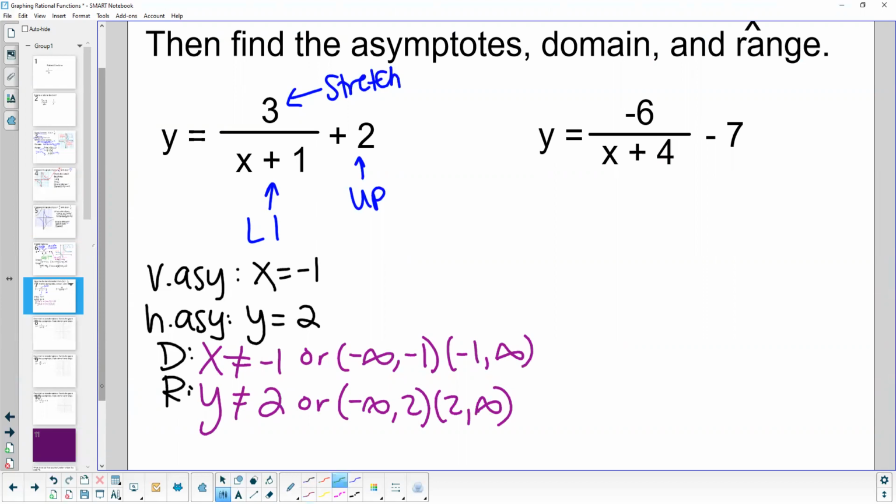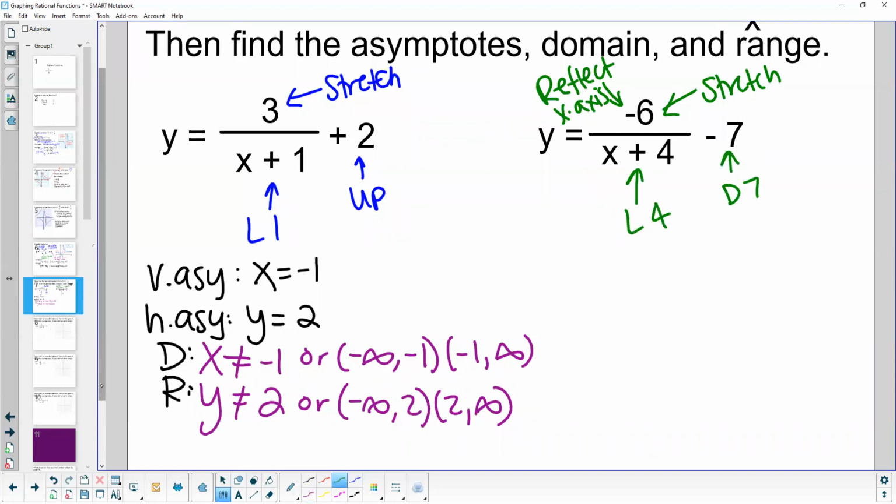Let's take a look at this next one over here and compare those. So this 6 here does two things. We are going to get that vertical stretch. The negative piece is going to cause it to reflect across that x-axis there. So we are going to see that shift as it gets flipped over. Our +4 is going to cause it to go to the left 4. This -7 is going to cause it to go down 7. So how does that relate to our pieces? Well, our vertical asymptote, our horizontal asymptote, our domain, and our range. Our vertical asymptote is going to be at x equals -4. Our horizontal asymptote is going to be at y equals -7.